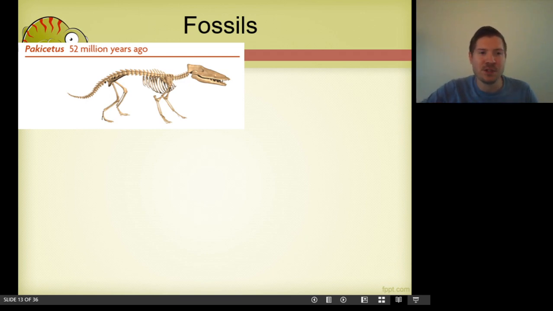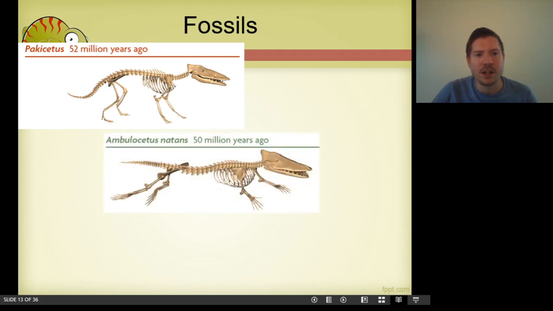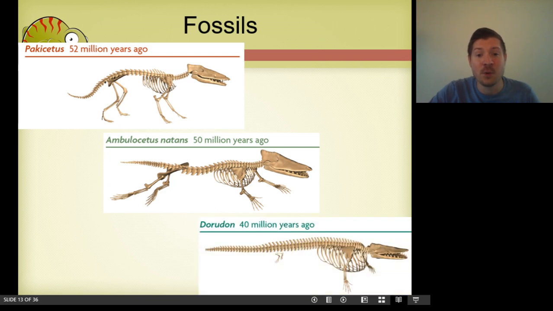So 52 million years ago we got Pakicetus. 50 million years ago we have this Ambulocetus natans, and you can see some changes from Pakicetus. So now if you need to revise your idea, go ahead. What do you think is the modern descendant here? And then 40 million years ago we have Dorudon. So again, more changes. Last chance to change your idea. What do you think the modern descendant is?